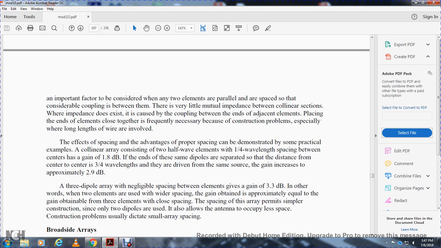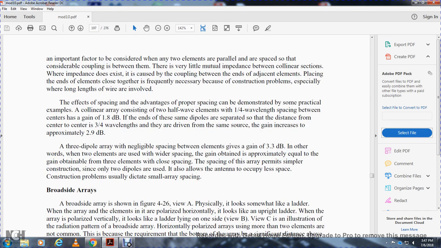The effects of spacing: to demonstrate the advantage of proper spacing, consider some practical examples of the collinear array. Covering two half-wave elements with 1/4 wavelength of space between the centers gives a gain of 1.8 decibels. The same dipoles separated by a distance from center to center of approximately 3/4 wavelength, driven in the same phase, increase the gain to approximately 2.69 decibels. For a three-dipole array with negligible space between the elements, the gain is 3.3 decibels. With two other elements, the wider the spacing, the gain obtained is approximately equal to the gain obtainable with three elements with close spacing.